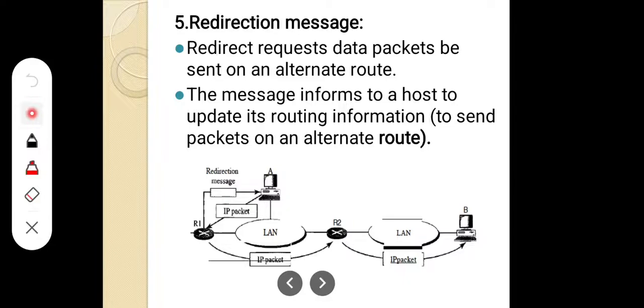Okay, a redirect request: data packet to be sent on an alternate route. The message informs the host to update its routing information to send the packet on the alternate route. So it is requesting node A or host A that it must update the routing table, that the next alternate route, the optimal route, is through R2. Okay, clear? That is called a redirectional message. These facilities are not available in the IP packet. To improve the efficiency of the IP packet, we have integrated ICMP. Okay, clear?